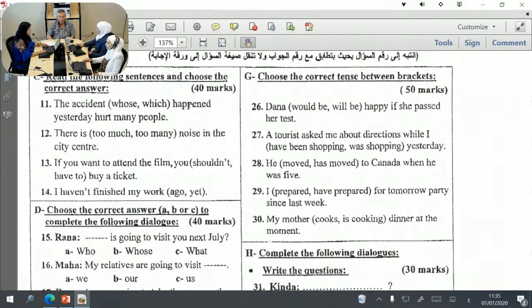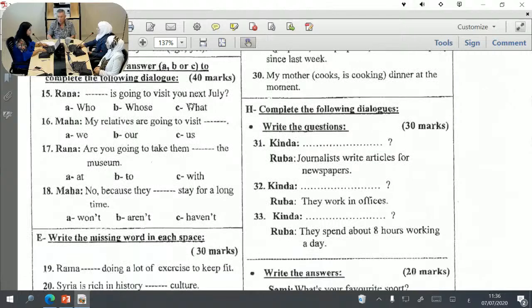He moved or has moved to Canada when he was 5. When he was 5, it's simple past, so moved. I prepared or I have prepared for tomorrow's party since last week. Since is present perfect, so have prepared. 30, my mother cooks or is cooking dinner at the moment. At the moment is a keyword for the continuous.